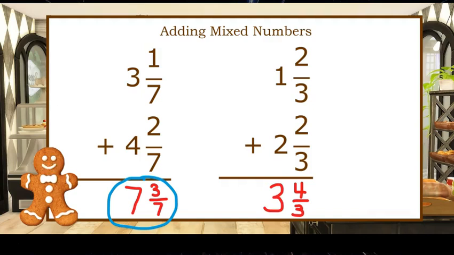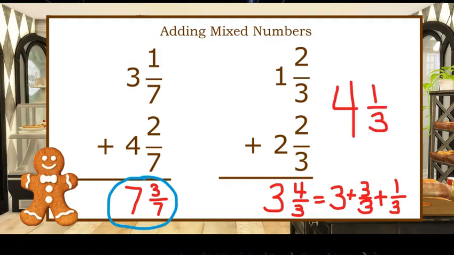4/3 is an improper fraction. We can rewrite 3 4/3 as 3 plus 3/3 plus 1/3. And since 3/3 is one whole, that would give us 4 wholes and 1/3 as our fraction. So our answer is 4 1/3.